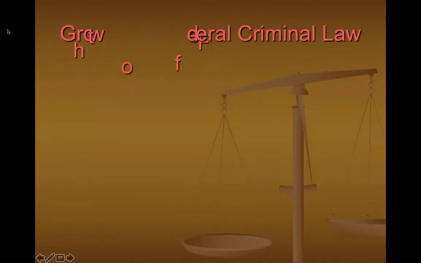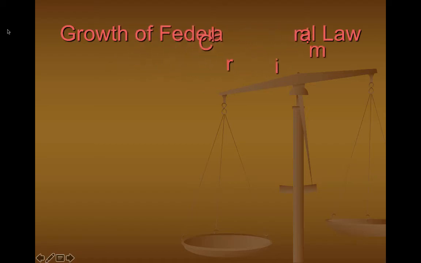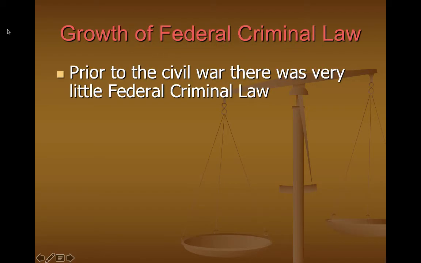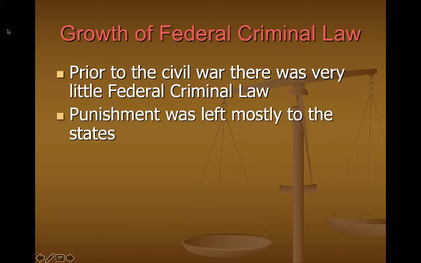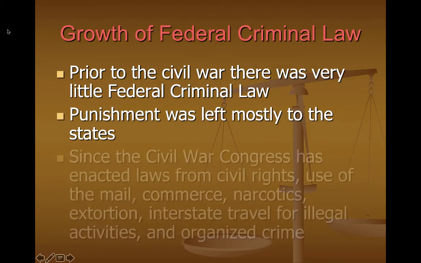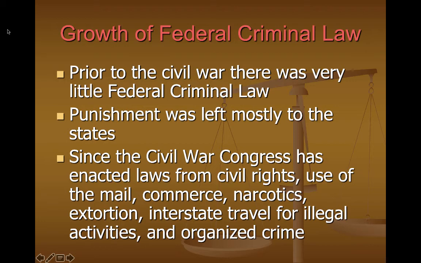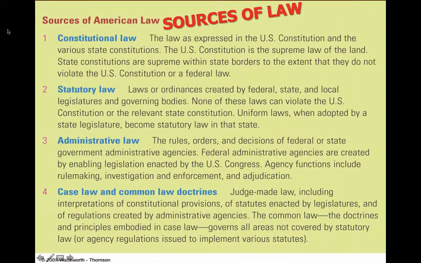Now we have the growth of federal criminal law. Prior to the Civil War, there was very little federal criminal law. Punishment was left mostly to the states. Since the Civil War, Congress has enacted laws on civil rights, use of the mail, commerce, narcotics, extortion, interstate travel for illegal activities, and organized crime.